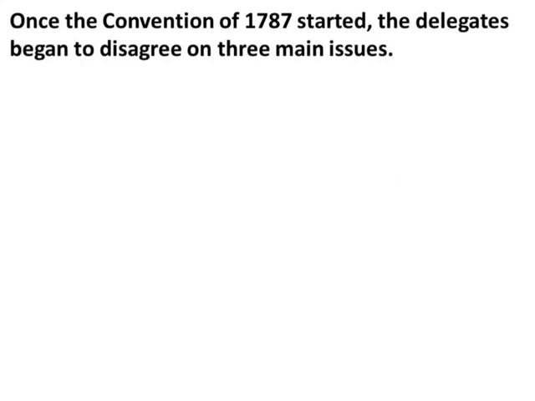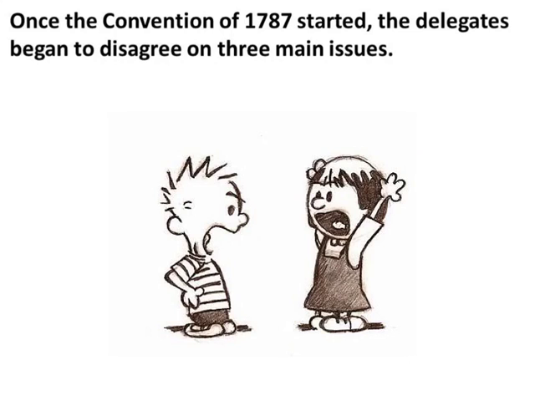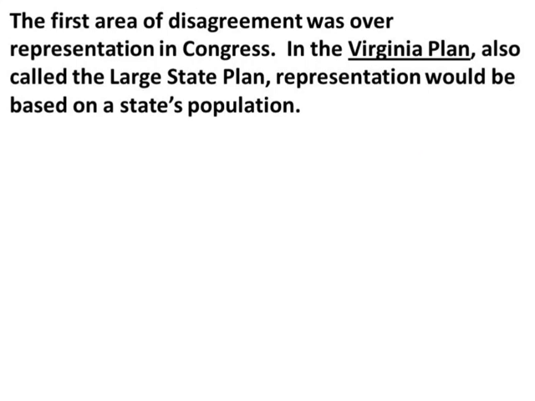Once the Convention of 1787 started, the delegates began to disagree on three main issues. Now, the word disagree means they began to argue with each other. The first area of disagreement was over the representation in Congress.